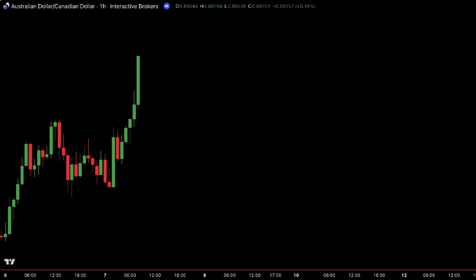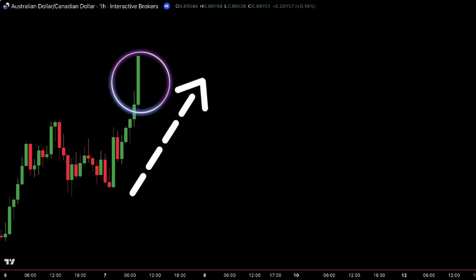Alright traders, let's walk through a real chart example so you can see exactly how candle range theory plays out in live markets. We're looking at the Australian dollar against the Canadian dollar on the 1-hour chart. So here's what we've got. The market is trending upward, and then we get this range candle.